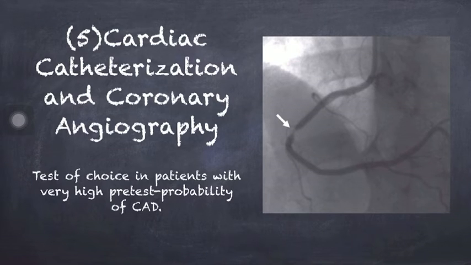Finally, the definitive diagnostic test, or the test of choice, for coronary artery disease is coronary catheterization and coronary angiography. By angiography, we can see occluded vessels with the help of injected contrast. Catheterization and angiography are also recommended when any of the above mentioned tests come out positive. Then the patient is directly diverted to angiography and catheterization.